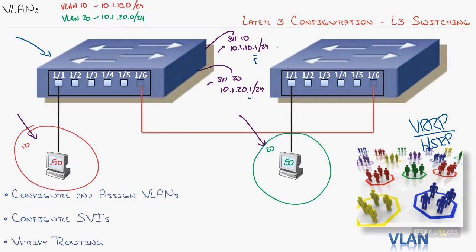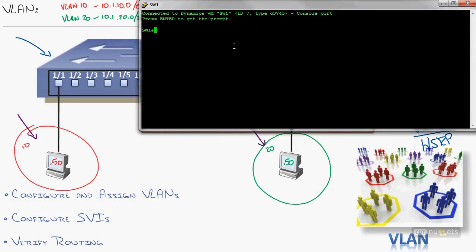Now let's talk about the configuration. Okay, we'll march right on through. So this is, again, from the ground up, VLANs, switch virtual interfaces, and routing. So I'm going to go into switch 1. Let's do a config t, VLAN 10.